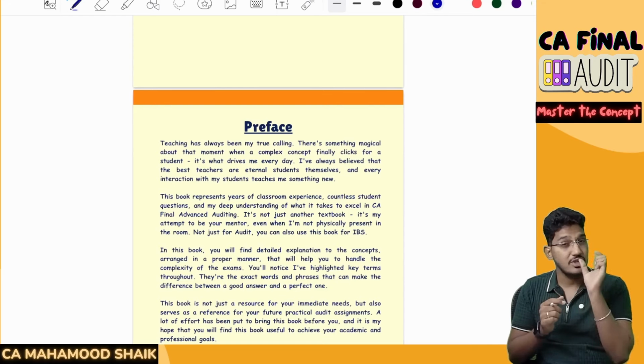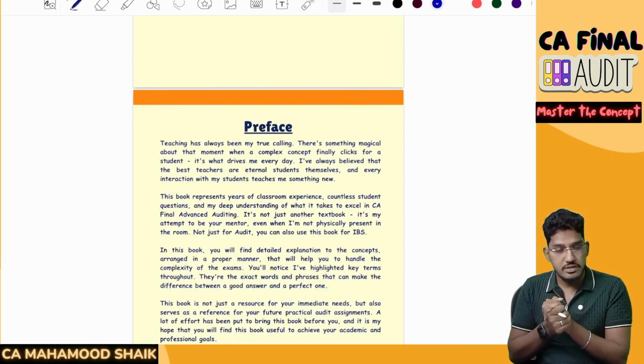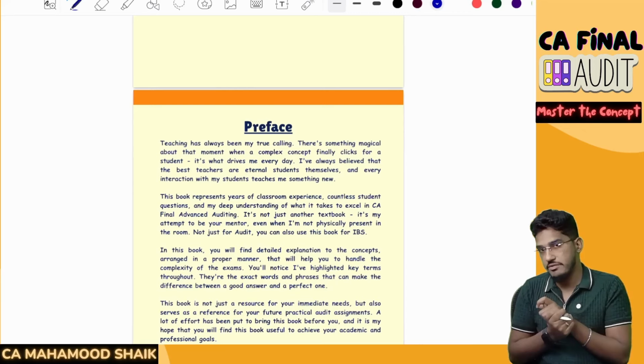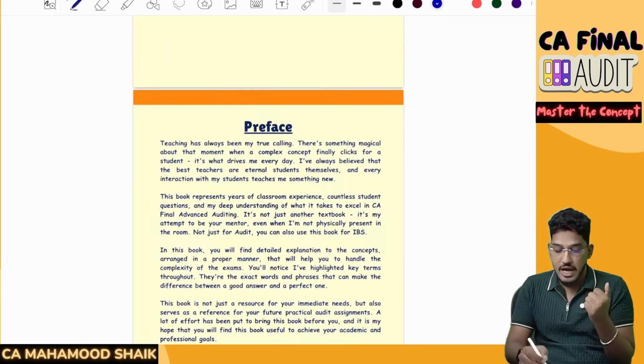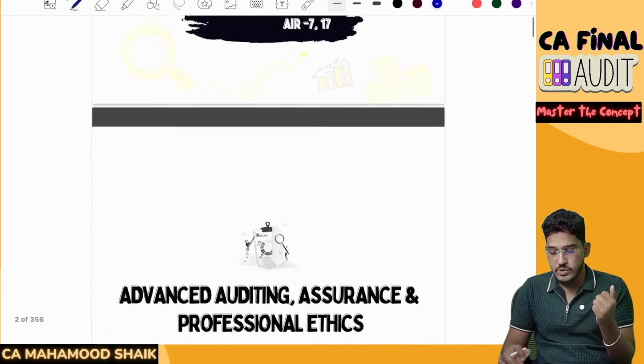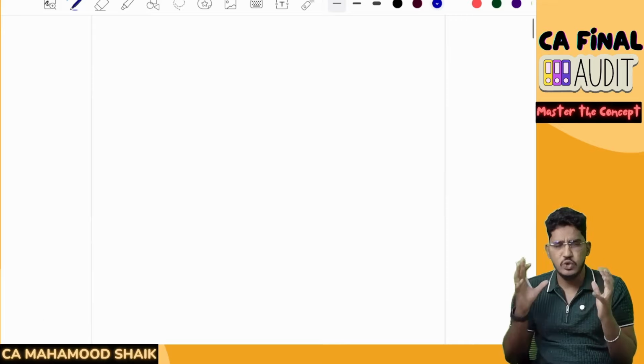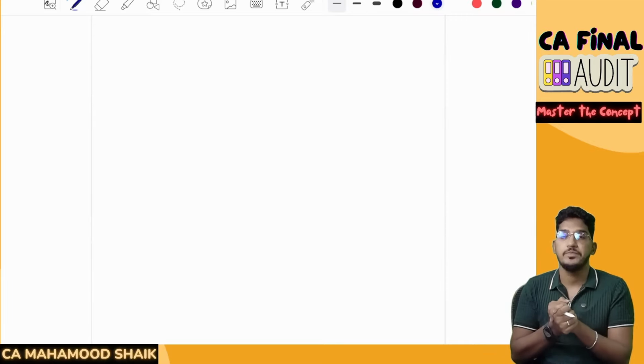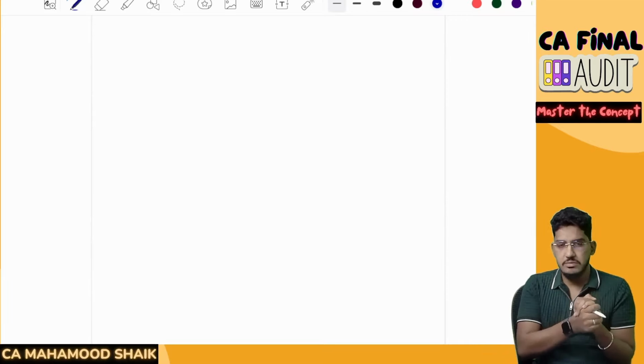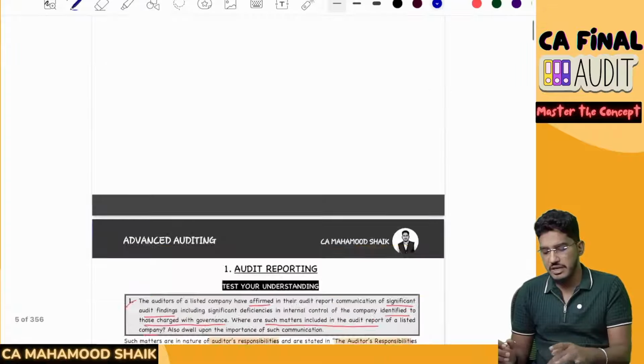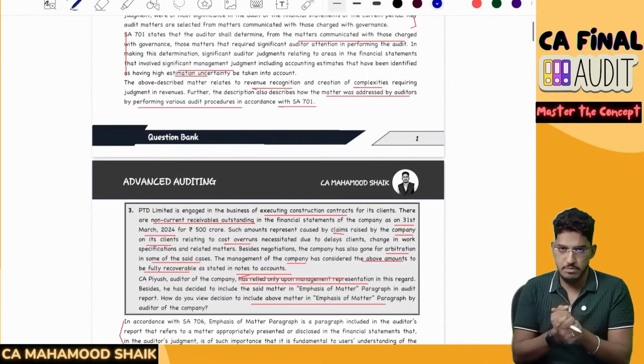But I am telling you, this is a comprehensive source. It will serve all your exam needs. That I can say from my side. And not just that, we also have a question bank where we have compiled a huge volume of questions from MTPs, RTPs, study material, and past examination papers. Like that, we have created a comprehensive source of question bank also.